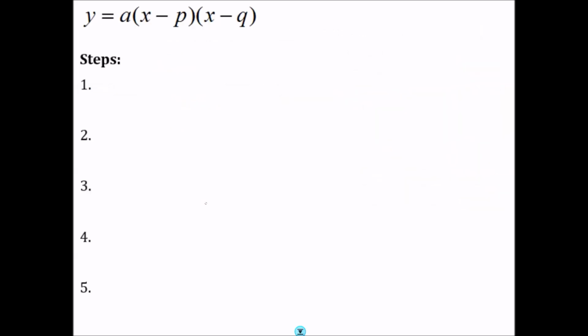So here is the general form of an equation in intercept form. a is the same as it's always been. It's going to stretch or flip the graph. And then you have x minus p and x minus q in parentheses. So the first step, since this is called intercept form, is to find the x-intercepts. And your x-intercepts will be the points (p, 0) and (q, 0).